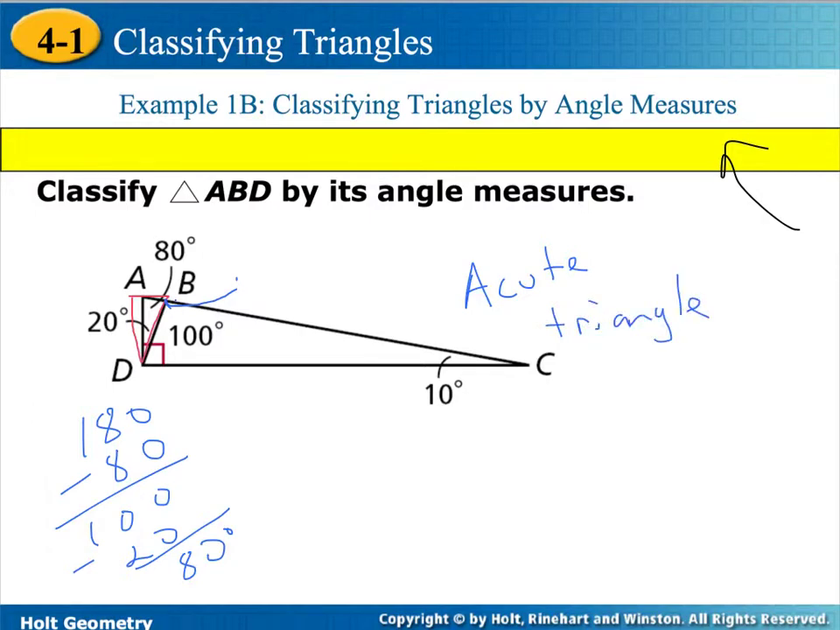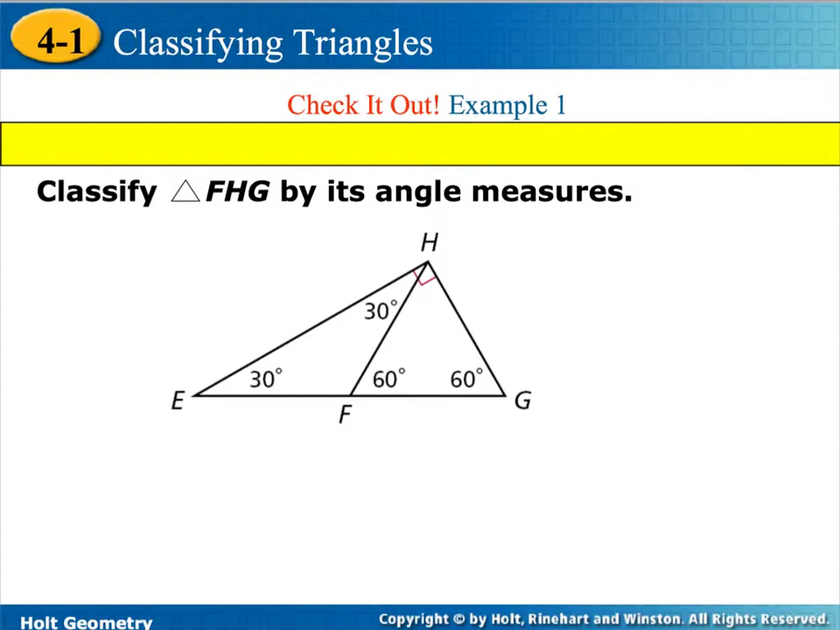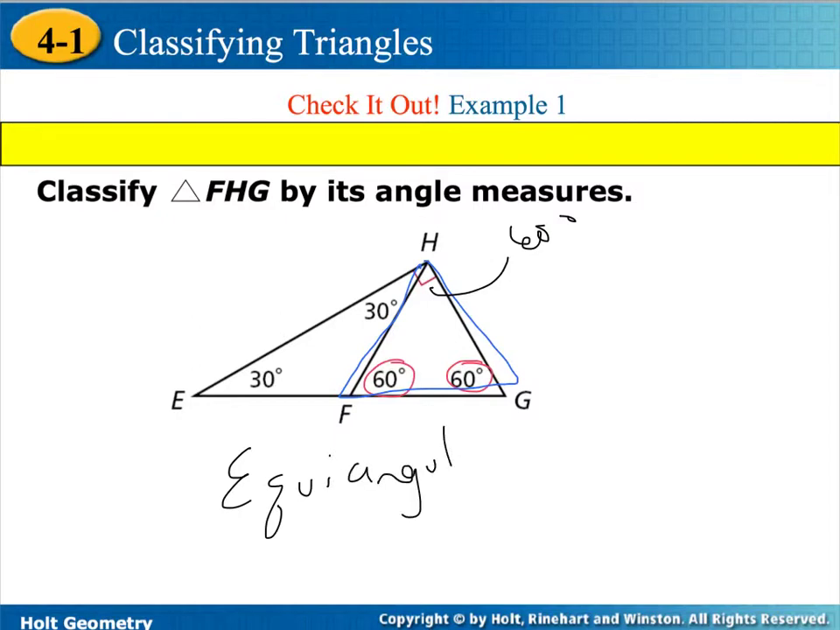Yes, awesome. Okay, FHG by its angle measures. Give this one a shot, see how you do. Awesome. Hopefully you noticed that this is 60, because we're looking at this triangle right here, 60, 60, which means the third angle has to be 60 degrees. We have three 60-degree angles, which means they are all congruent, three congruent acute angles. This is an equiangular triangle.